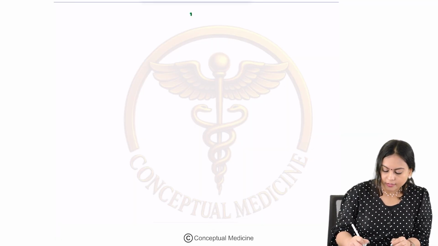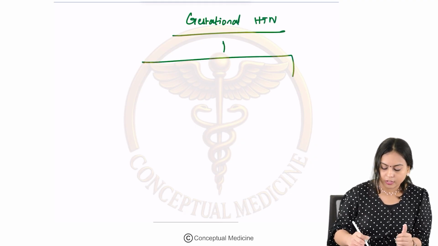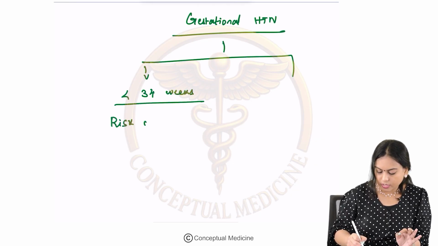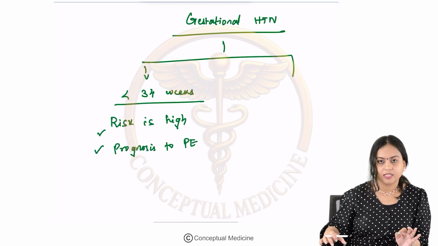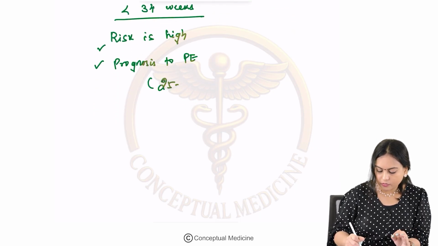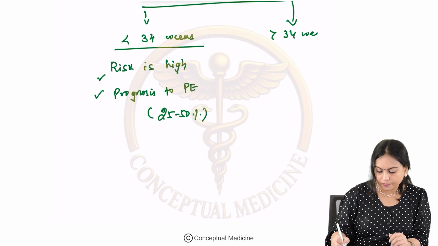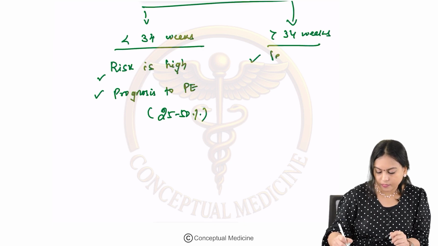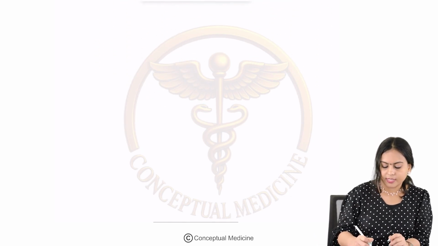See, if you take gestational hypertension, if it is seen before 34 weeks of pregnancy, the risk is high, because the chance of progression to preeclampsia is more. It will be around 25 to 50% chance. Whereas if it is seen after 34 weeks, then the risk of conversion of gestational hypertension to preeclampsia is less, and usually the prognosis is good. Clear? Next we will see preeclampsia.